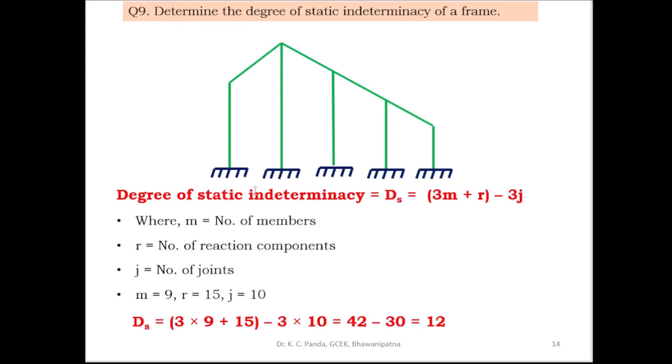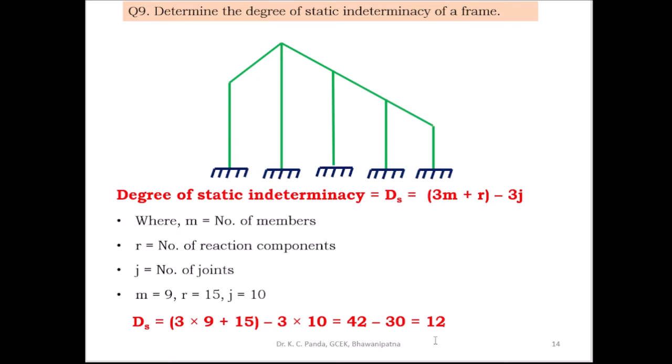So at each fixed end there are 3 reaction components. So there are 5 fixed ends. So 5 into 3 is equal to 15. So reaction components are equal to 15. Then find out the degree of static indeterminacy. 3 into 9 plus 15 minus 3 into 10. So this is equal to 42 minus 30 is equal to 12. So the degree of static indeterminacy of this frame is equal to 12.